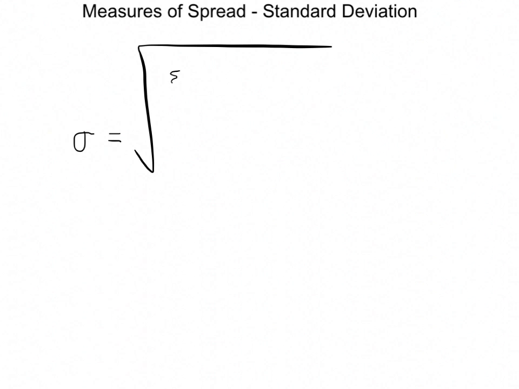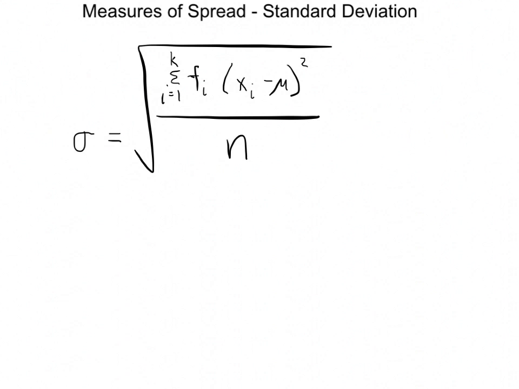Some of you may have looked at it in the formula book, and if you look in the formula book, they do give you a formula for it. They tell you that the standard deviation, the symbol they use is often lowercase sigma, is the square root of the sum from i equals 1 to k of f sub i times (x sub i minus mu) squared, all over n. And they don't tell you this, but mu is the mean.